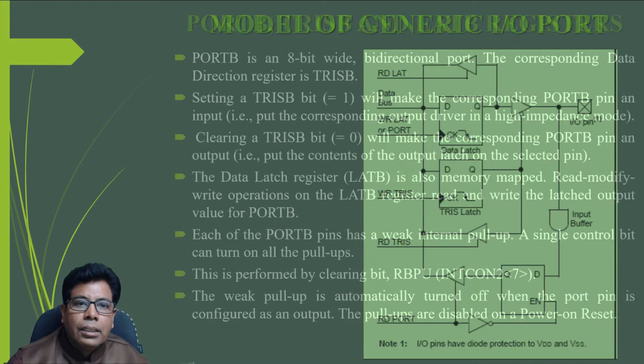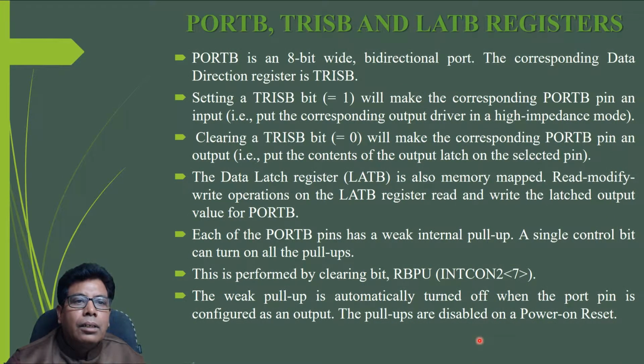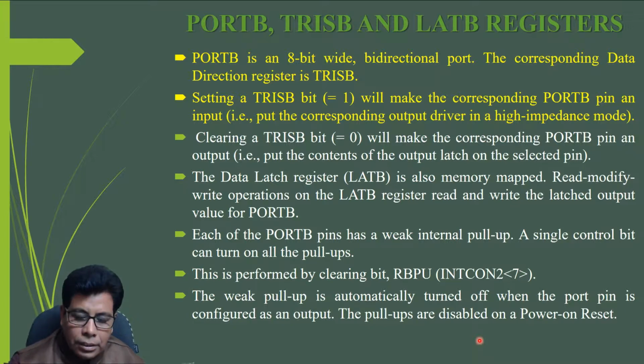Then let us see the port B, TRISB and LATB registers. Port B is an 8-bit wide bidirectional port. The corresponding data direction register is TRISB. When we set these bits to 1, that will make the pin an input. So the pin will act as an input pin. Then when you clear this bit, the corresponding port B pin will act as an output.